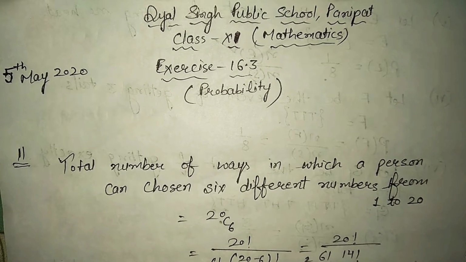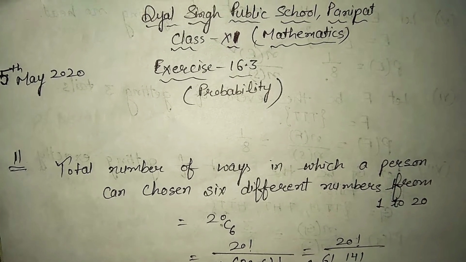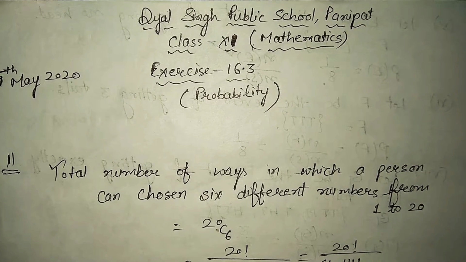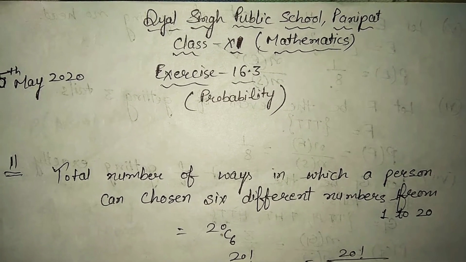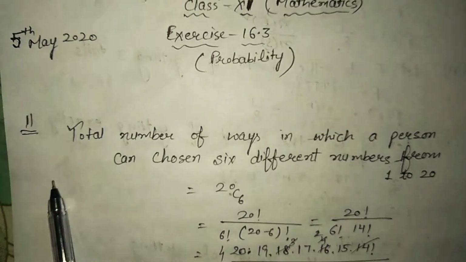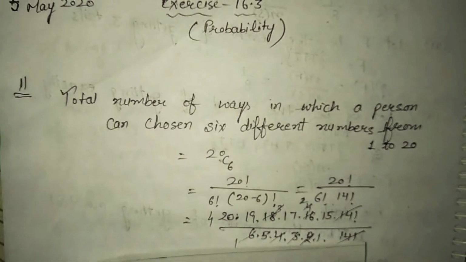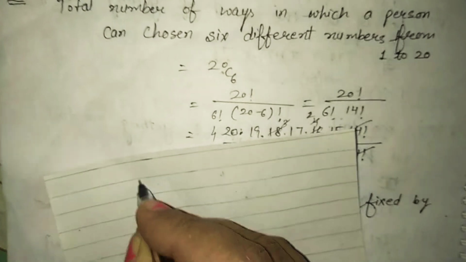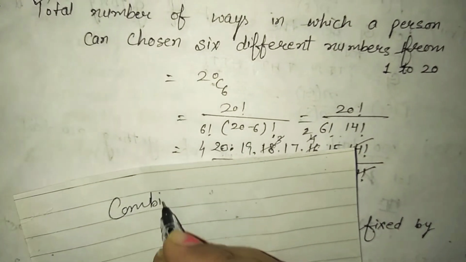Hello everyone. In the previous video we did questions 1 to 10 of exercise 16.3 and today we will discuss the remaining questions. So question number 11. Before starting question number 11 we will discuss combination. What is the meaning of combination here?